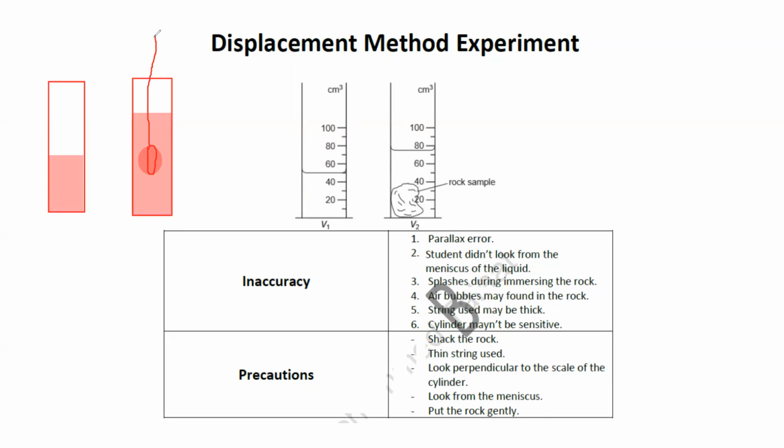If we are using a thick string or a wire, then it will not be accurate. Why will it not be accurate? Because in that case there is a volume of the string or the wire as well. That's why it will lead to an inaccurate result. And the cylinder may not be sensitive. What is the meaning of the cylinder not being sensitive? It means the markings of the cylinder have too much difference between them.